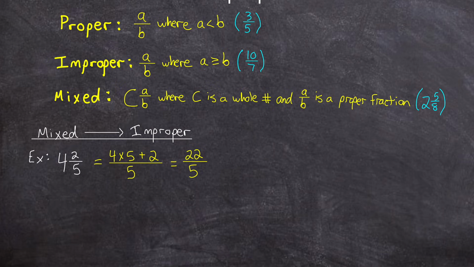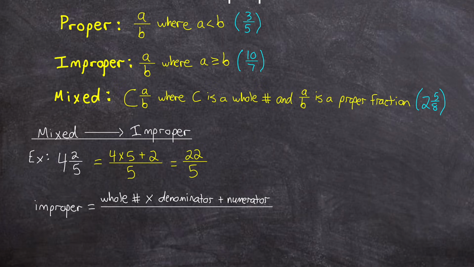So if I were to write this rule out in words, to get that improper fraction, I do the whole number of the mixed fraction, multiplied by the denominator of the fraction, and then add the numerator, and put it all over the denominator of the fraction.